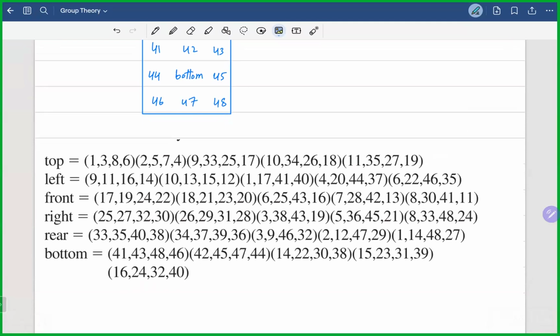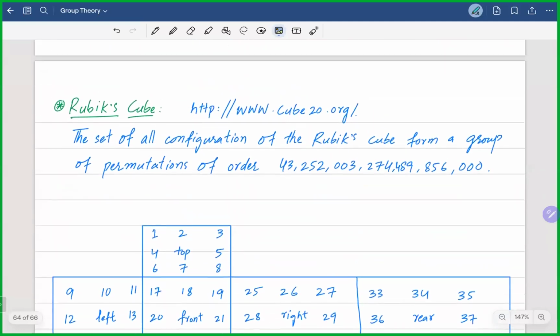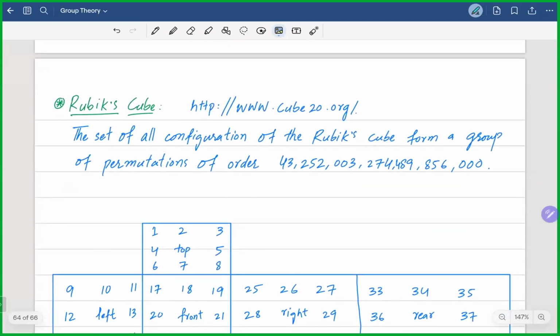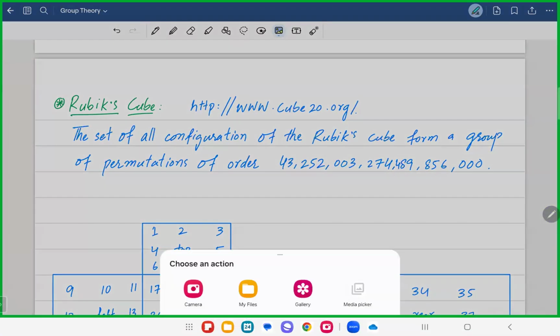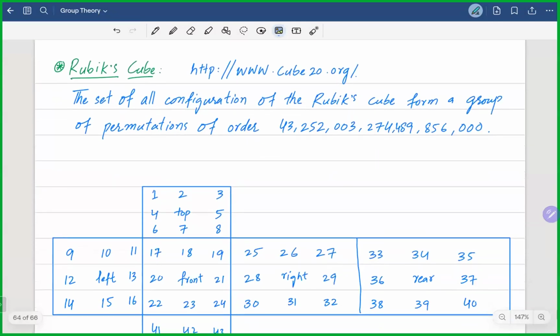Okay, you can see there is every kind of permutation, and we can actually put these permutations in GAP, and we can get a group which is generated by them. And if you check the order for that, that is going to be the one we have mentioned here. That's going to be the order of the group.